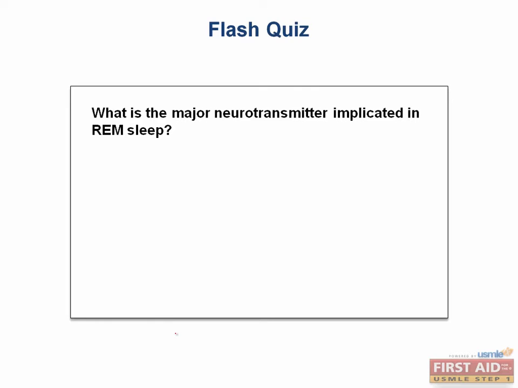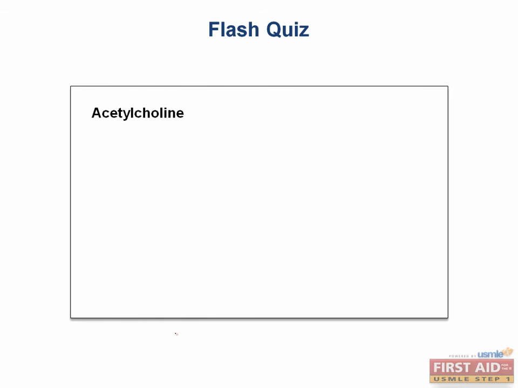Alright people, it's time for another flash quiz. What is the major neurotransmitter implicated in REM sleep? Now this is one you should definitely remember. It is acetylcholine.